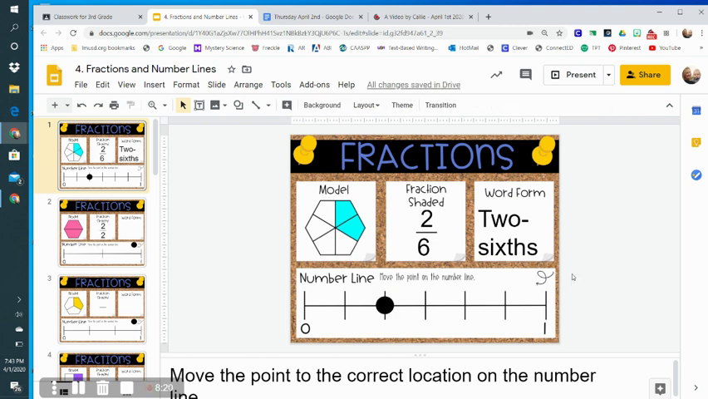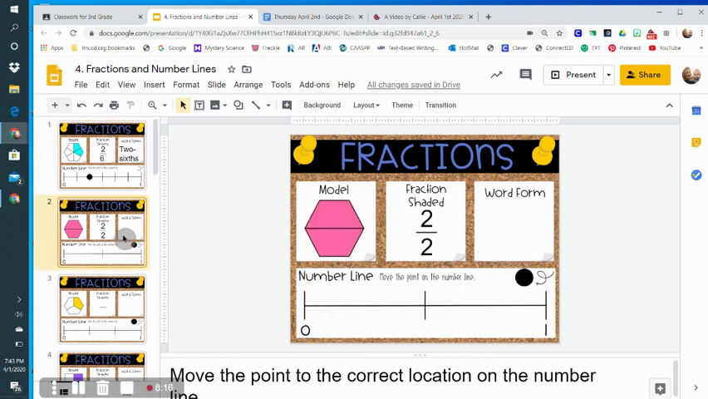Okay. Let's go ahead and look at another task card so you guys are really confident with the activity today. So here we have a model. It looks a little different because the whole thing is shaded here. So you can see I've already inputted the numerator and denominator. The denominator is the total pieces it's been divided into. So it's been divided into 2 pieces and 2 pieces have been shaded.